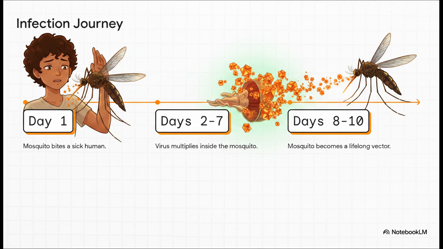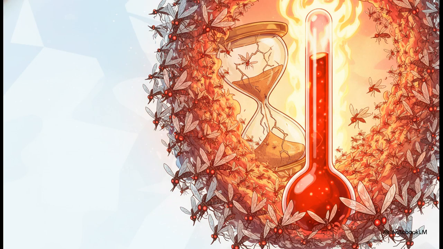Finally, around days 8 to 10, the virus reaches the mosquito's saliva. And from this moment forward, that mosquito is a lifelong vector. Every single time it bites someone for the rest of its life, it's transmitting dengue. But here is where our environment plays a truly terrifying role.